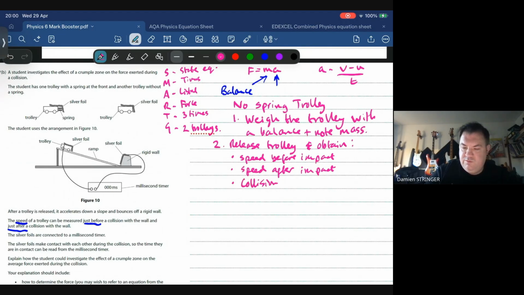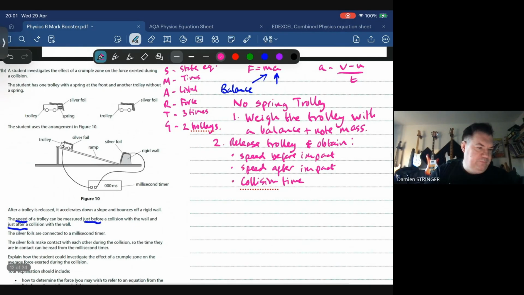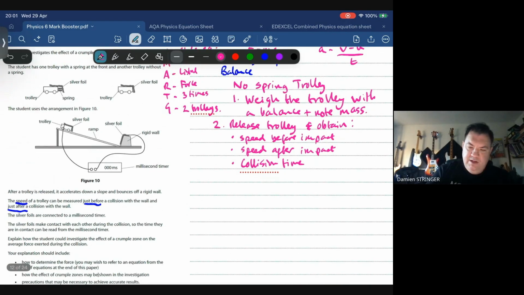time. Because what you would expect is, if there's no spring, it'll just hit it and bounce off. I expect a really low contact time. And then if you do it with a spring, it'll hit it, squidge, and then squidge out and get a longer contact time. And that will spread the force over a time. We'll see that in a second. So once we've done that, we would show how to measure the acceleration.